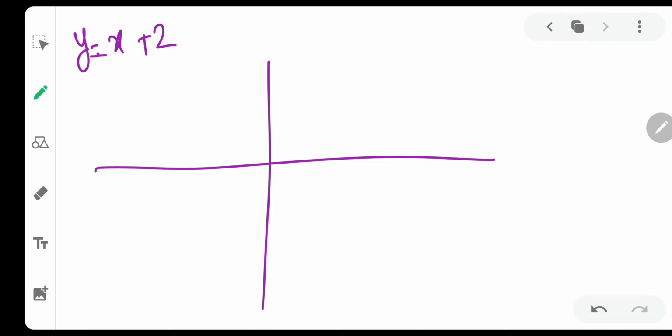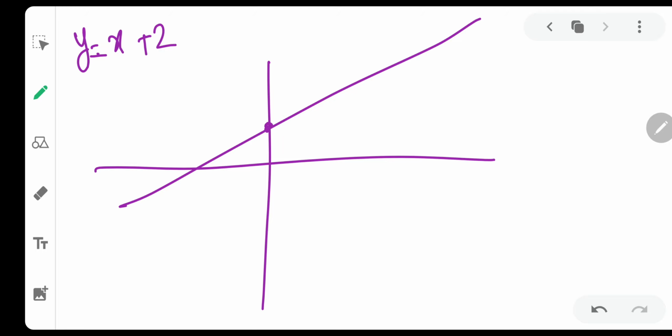Y is equal to x plus 2. Right? Okay. So y is equal to x plus 2. It means when the value of x is 0, the value of y will be 2. It means this is the graph. Now tell me, is it symmetrical about y-axis? Definitely not. To the right hand side it is going up, and to the left hand side it is something else. So it is not symmetrical about y-axis.